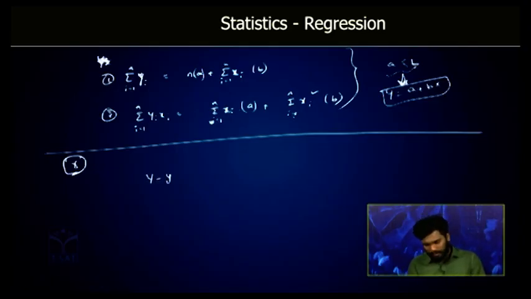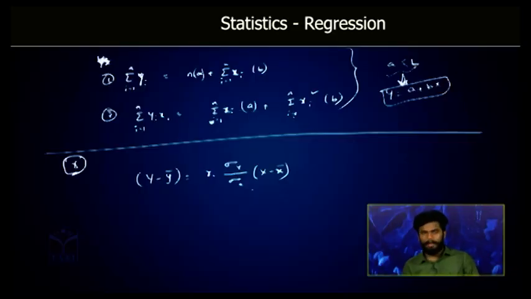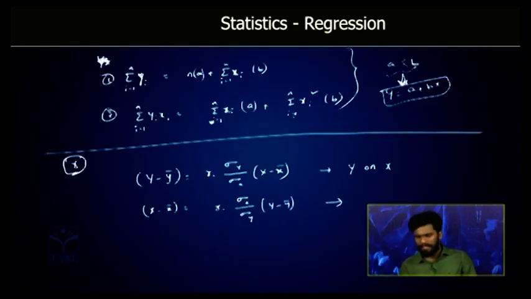Y minus y bar is equal to r into sigma y by sigma x into (x minus x bar). This is one; we call this the regression line of y on x. There is one more regression line: x minus x bar is equal to r into sigma x by sigma y into (y minus y bar). We call this the regression line of x on y.